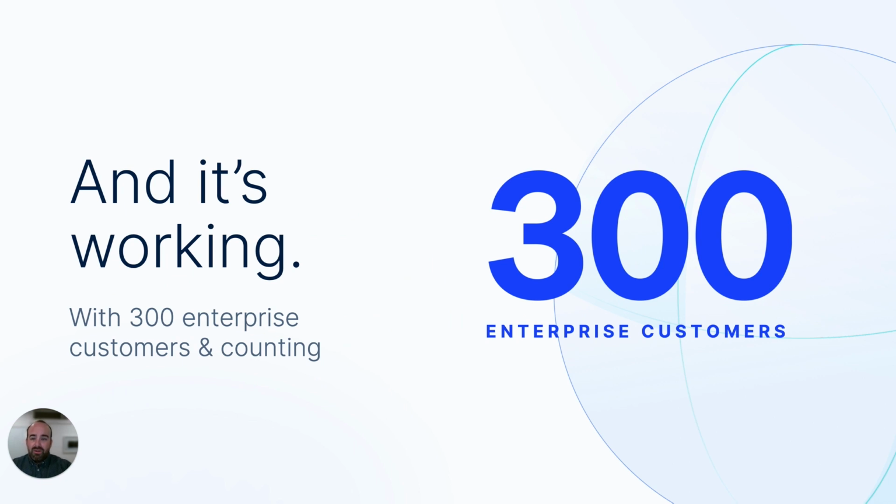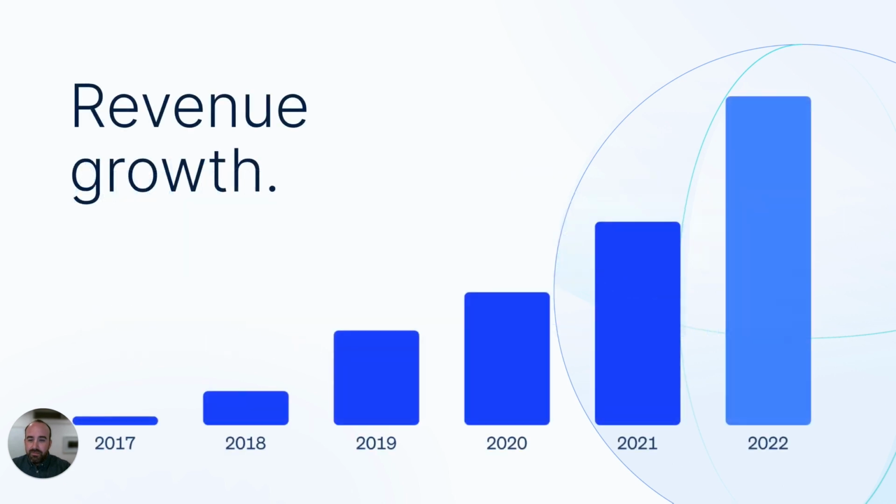And this model is clearly working. Ionic has built something that enterprises really, really love. With over 300 enterprise customers from every single industry on earth, clearly the approach of taking open source and focusing on enterprises and supporting all of it for mission critical use cases is resonating.